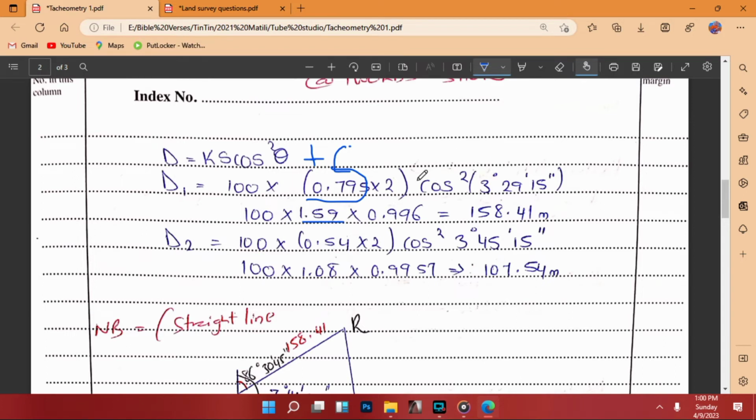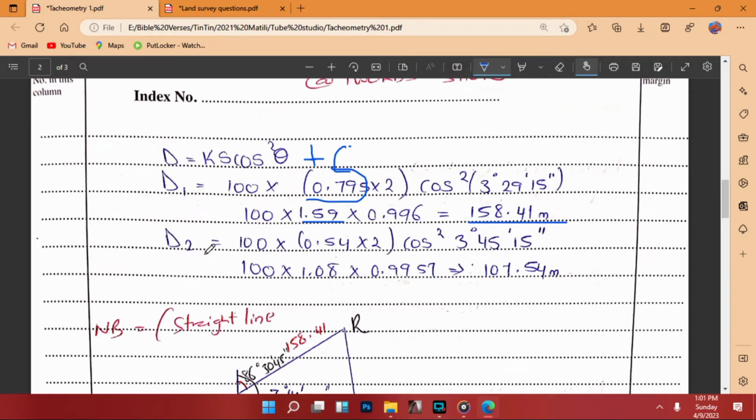So this is cos squared theta. In the calculator you input cos 329.15. Then, for your answer, you find the square of that answer. Once we finish that, that will be the value for D1.